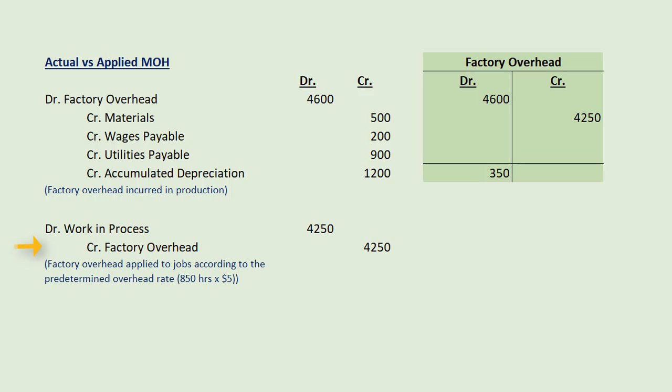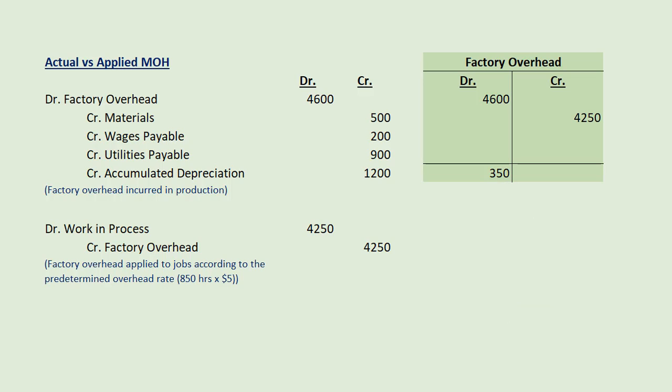So we have actual of $4,600, a debit, and later the applied overhead is $4,250. We have an ending balance on the debit side of $350. This is considered to be underapplied, right? Actual was $4,600, but the applied was only $4,250. Hence, $350 is underapplied.